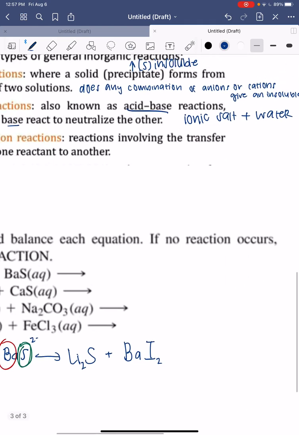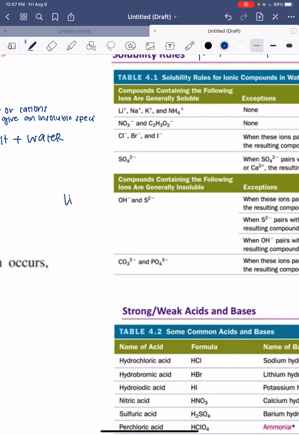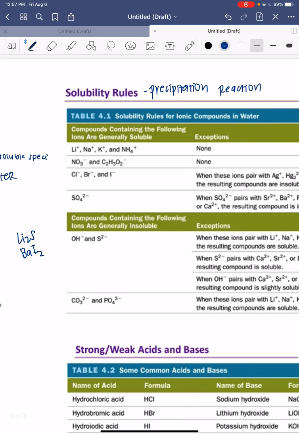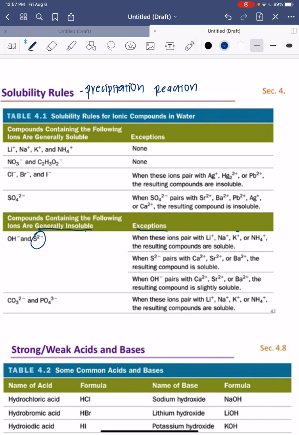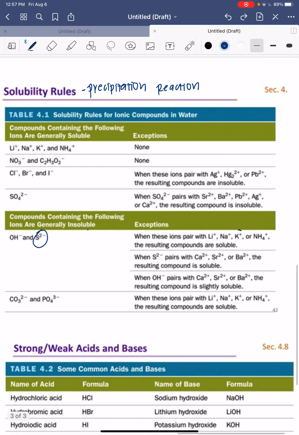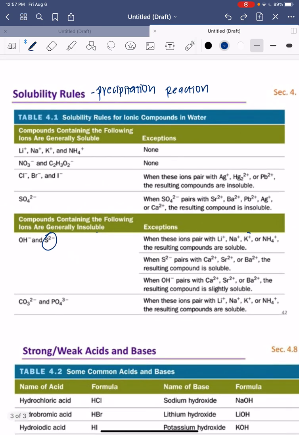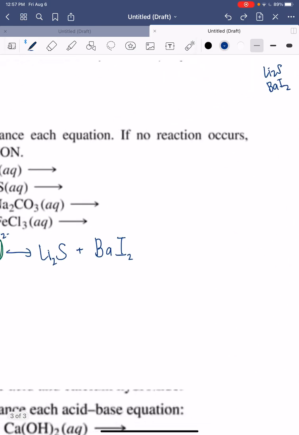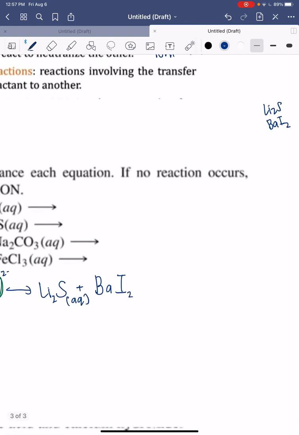Let's look at these compounds. The first one is Li2S, and then we have BaI2. Let's determine whether they're soluble or not. If we find S2-, S2- is pretty much always insoluble. There's some exceptions. When S2- is paired with lithium, sodium, potassium, or ammonium, it's going to be a soluble compound. Anything else is insoluble. So, we know that our first compound here is going to be an AQ, aqueous state, meaning that it's soluble in water.